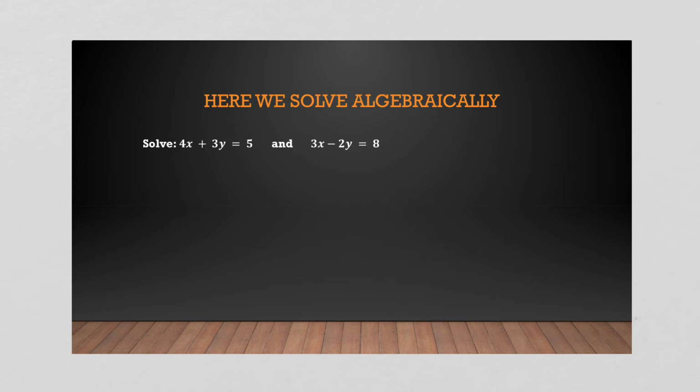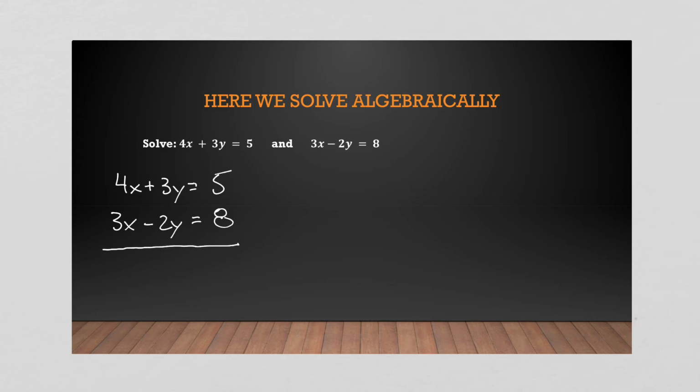So here we have 4x plus 3y equals 5. And then we have 3x minus 2y equals 8. Now, you look at this one, and there's nothing you can multiply one equation with so that they'll cancel out, other than a fraction, but things would get messy. Don't do that. So what we will do is pick either one.